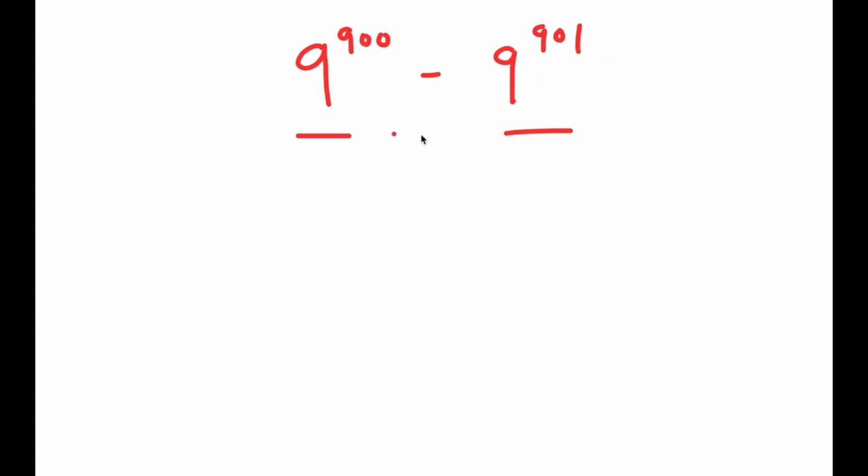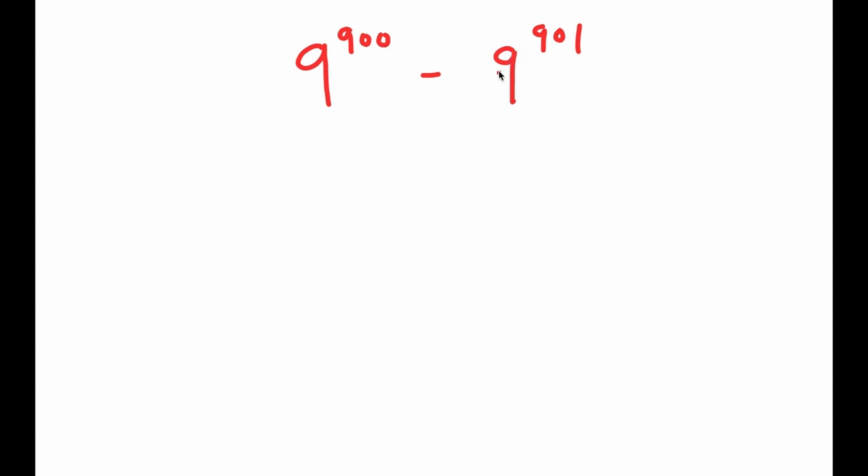And these two terms are pretty similar, except that the exponent for 9 to the power of 900 is 1 less than the exponent for 9 to the power of 901. So the easiest way to solve this is to simplify this as much as we can. And a way to do that is to factor out a term. Well, 9 to the power of 900 is actually a factor of 9 to the power of 901.